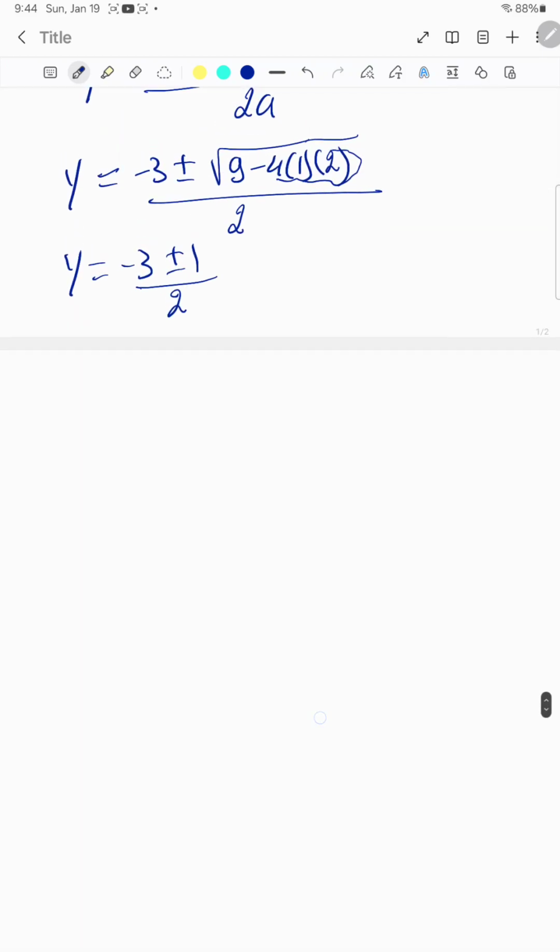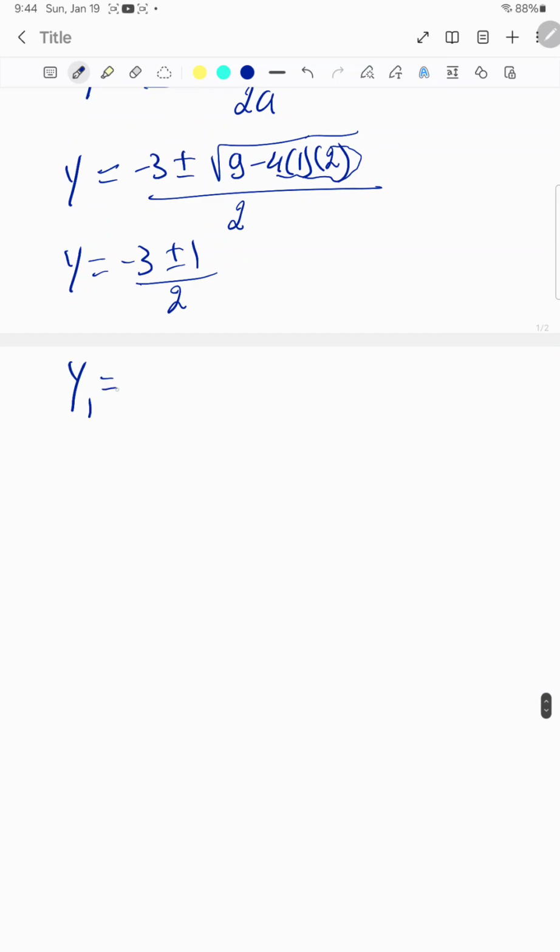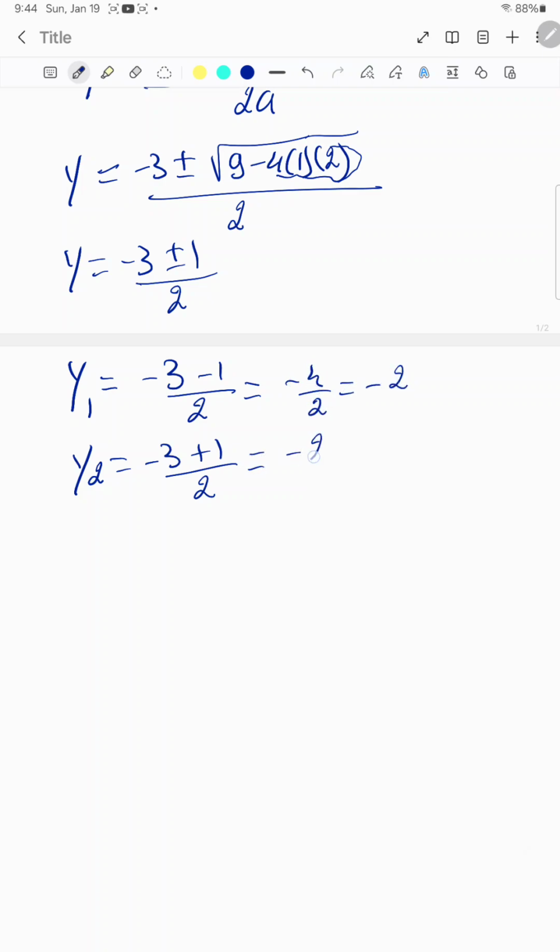So now let's split it. y1 will become minus 3 minus 1 divided by 2, and y2 becomes minus 3 plus 1 divided by 2. And this is equal to minus 4 divided by 2, which is equal to minus 2, and this is equal to minus 2 divided by 2, which is equal to minus 1. So I have y equal to minus 1, and I have y equal to minus 2.